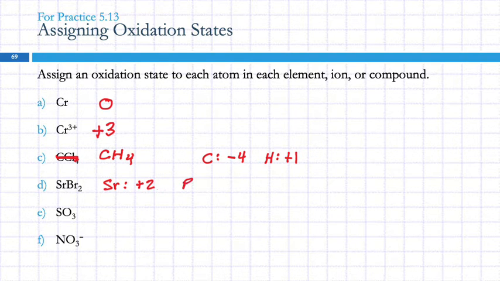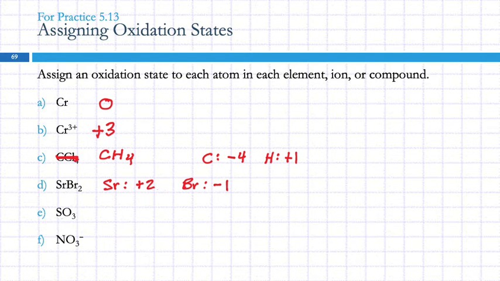And what's the charge on the bromide ion? -1. So the oxidation state's -1. And you see there's 2 bromines. They're each -1. And so just like their oxidation states add up to 0, their charges add up to 0. They behave very similarly.